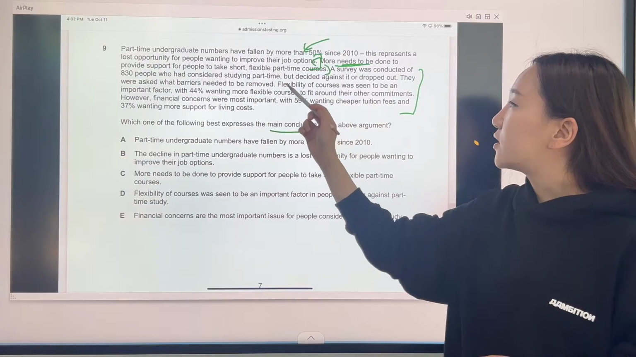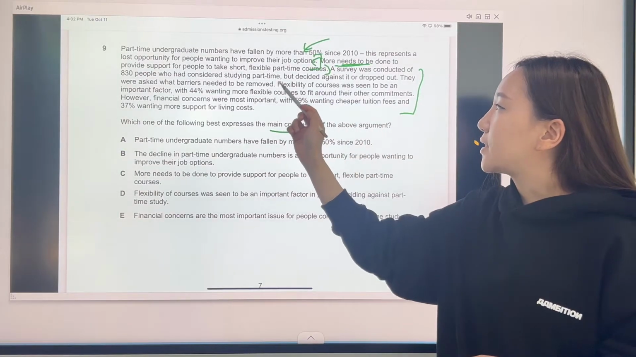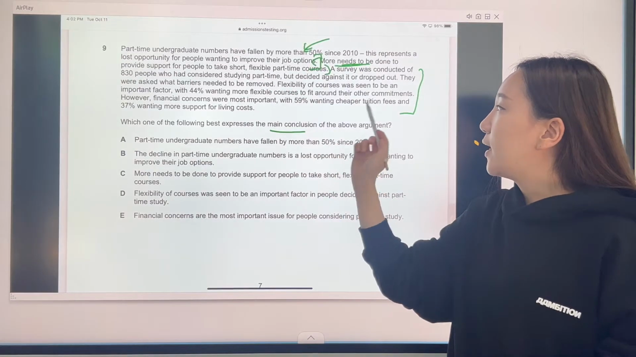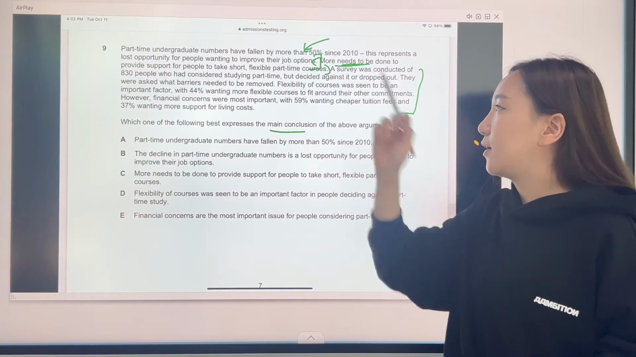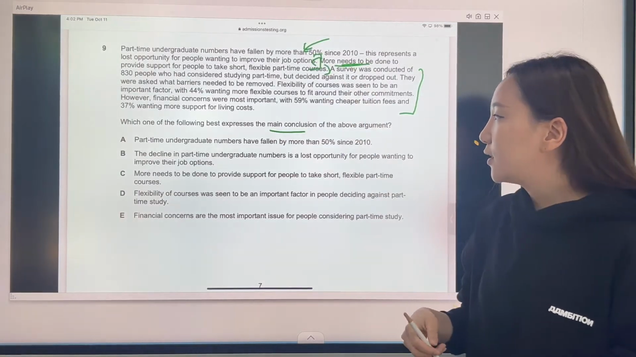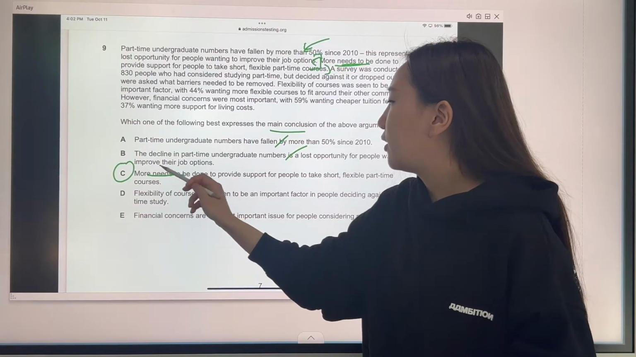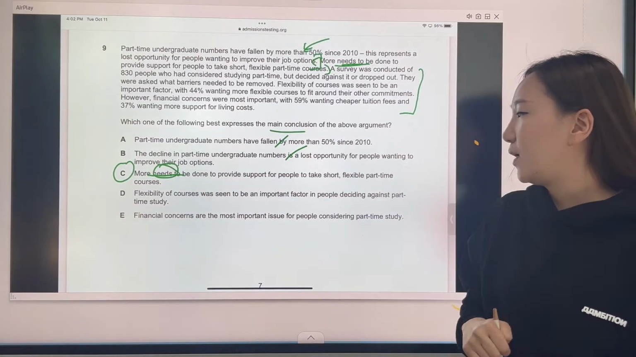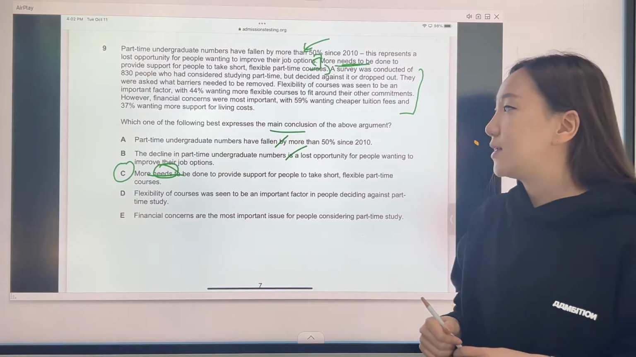And they're basically, just to summarize, saying something along the lines of reasons why people are against these short, flexible part-time courses. And basically they're saying we need to change this so that people can improve their job options in the future. So again, we'll just match this up. Here we go. So again, you've got this word needs in here, so that would be quite a good little clue for you, even if you didn't have enough time at the end, a little bit of a shortcut.